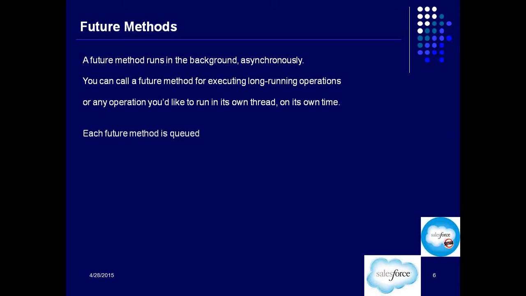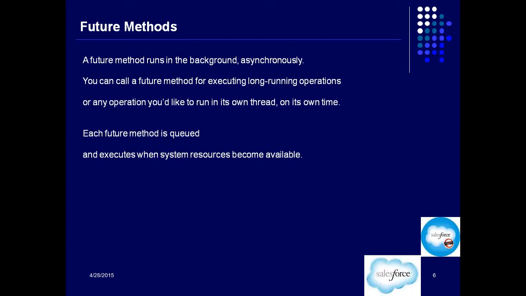Each future method is queued. So it's lined up and executes when system resources become available. We talked about governor limits and things like that, right? Sometimes what may happen is, if the resources are not available and your method is not a future method, if it's a synchronous method, you try to execute that. Your method finds that there are not enough resources. What will happen? Your method will get cancelled, right?